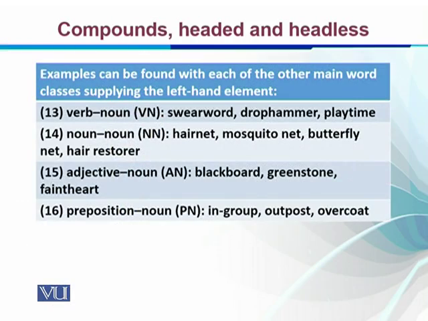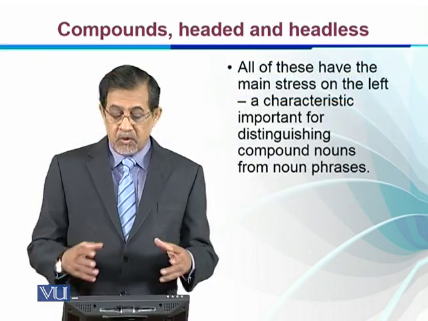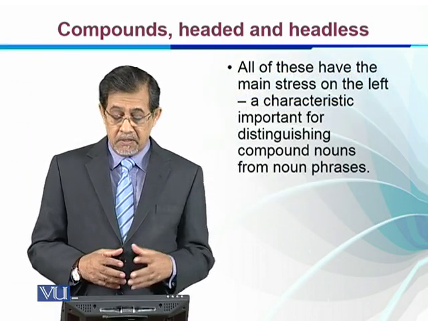For example, compounds can be found with each of the other main word classes supplying the left hand element. So we have verb noun: swearword, drop hammer, playtime. We have two nouns to get a compound: hairnet, mosquito net, butterfly net. Adjective noun: blackboard, greenstone, faint heart. Preposition noun: in-group, outpost, overcoat. All of these have the main stress on the left.